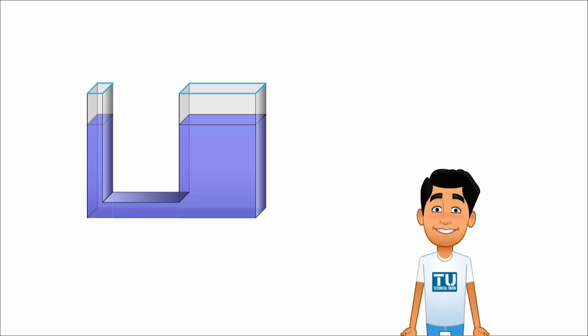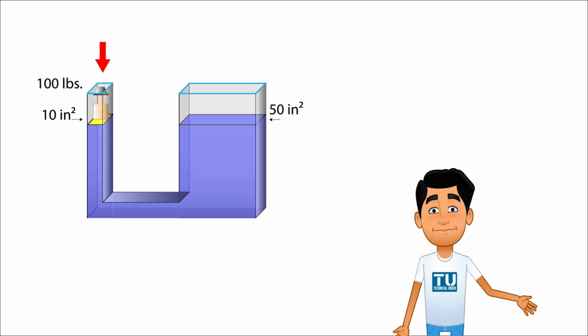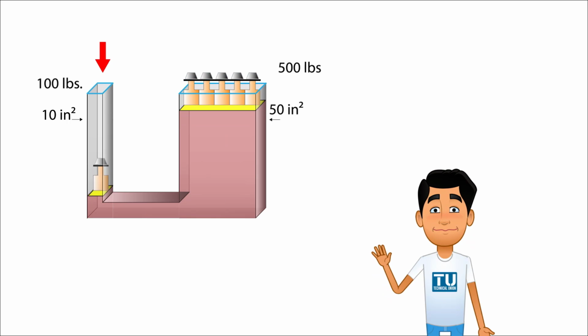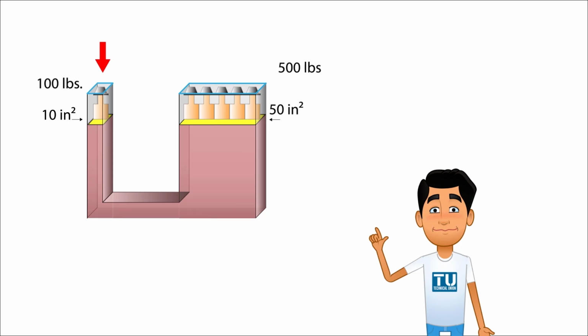Now, let's say we have a different container with two sides open. One side is a 10-inch square area for the opening, and the other side has 50 inches square for the opening. If we push down with 100 pounds of force against the 10-inch square area, it will create equal pressure within the container pushing in all directions, and we will be able to lift a load of 500 pounds standing on the 50-inch square area of the container.